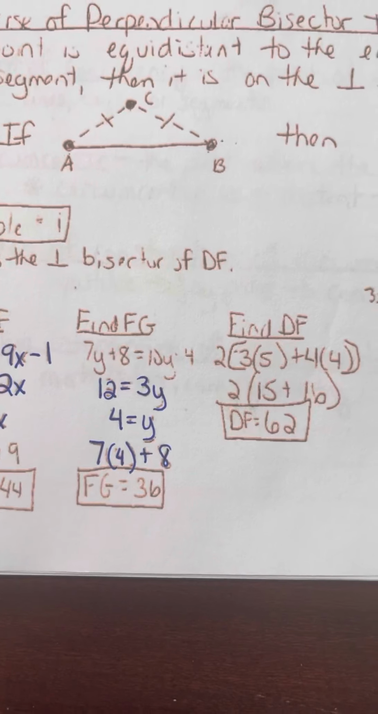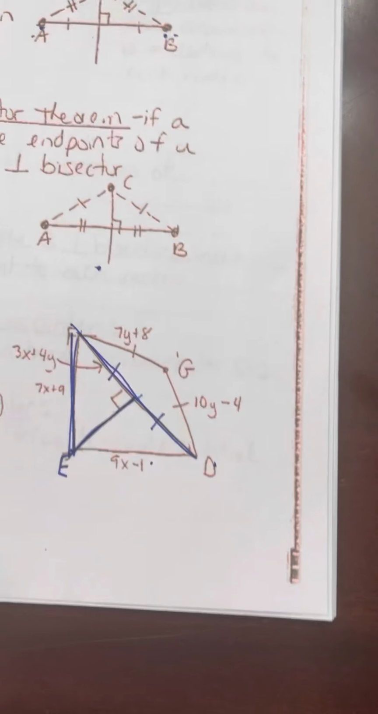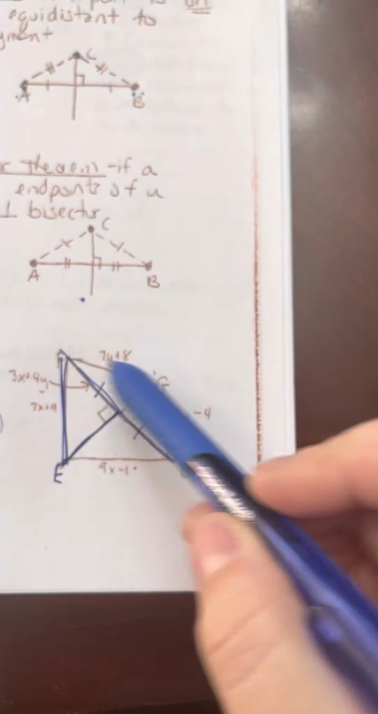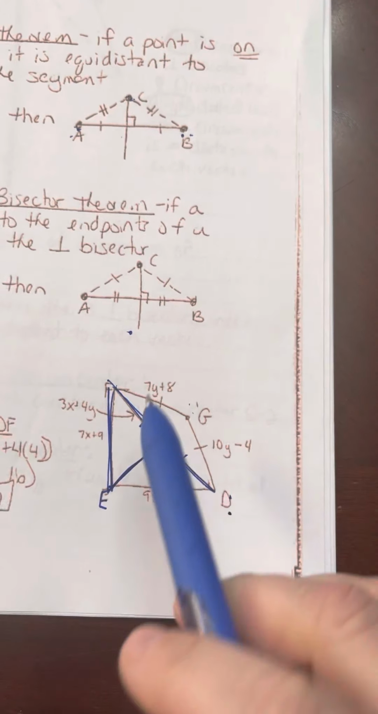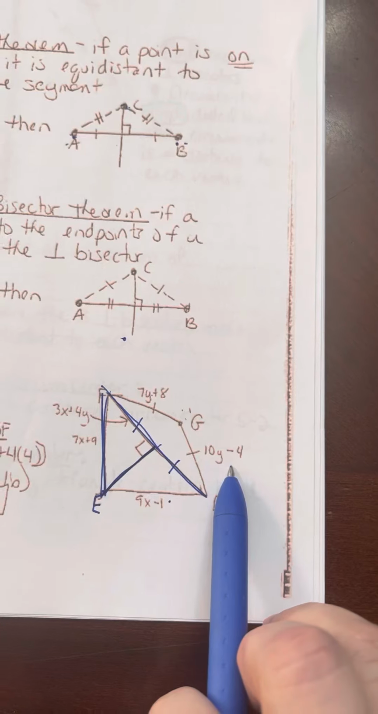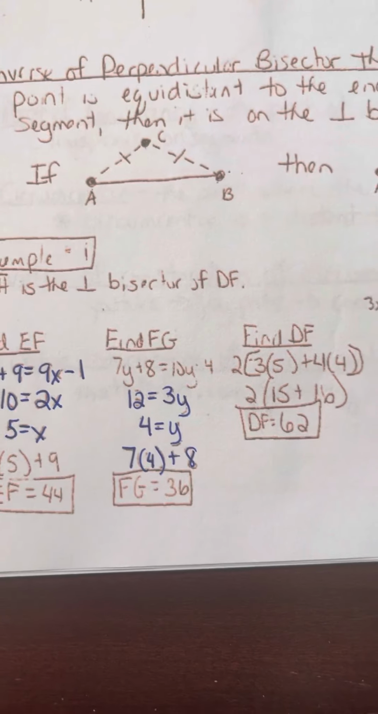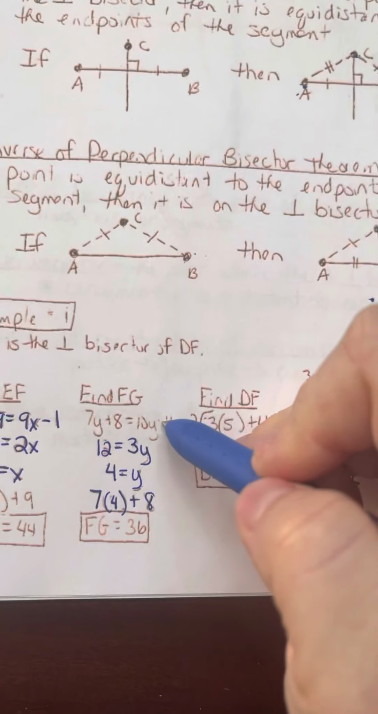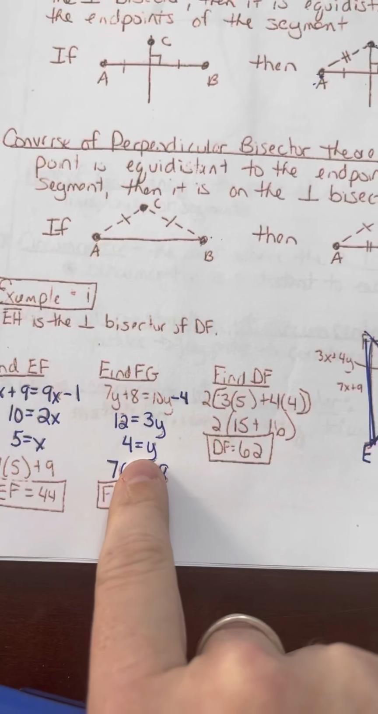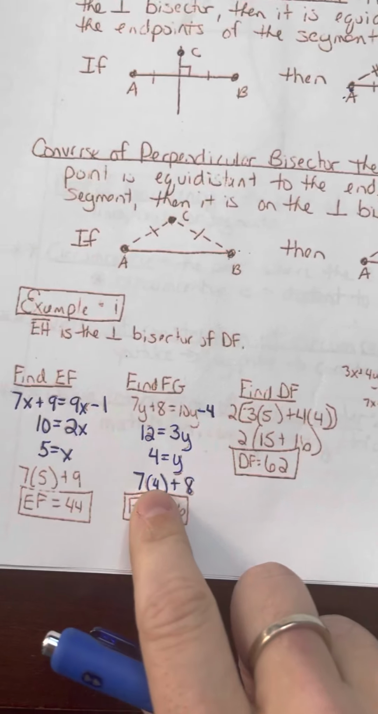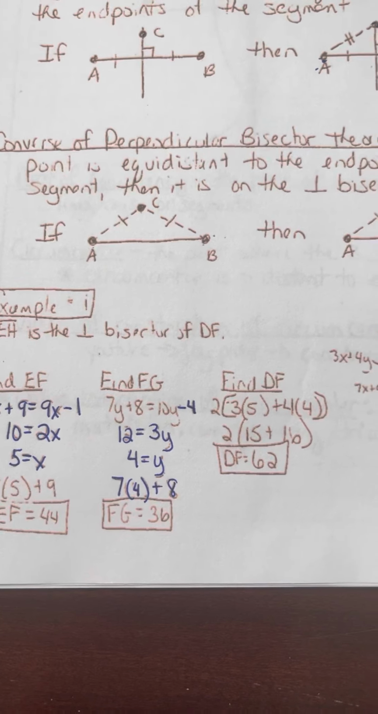The next thing we're asked to find is FG. So looking back over here, FG and GD are congruent because it's marked that way. So because it's congruent, we're going to set these two equal to each other. So that's what I did over here. 7y plus 8 equals 10y minus 4. When that's solved, you get y is 4. So again, we're finding FG, so we plugged 4 in for y, and FG is 36.